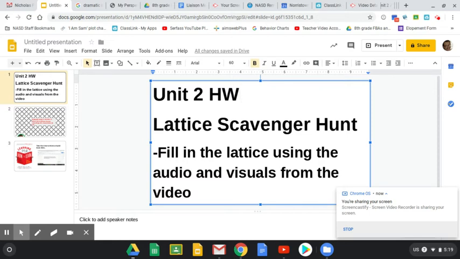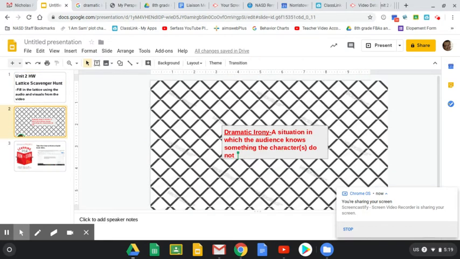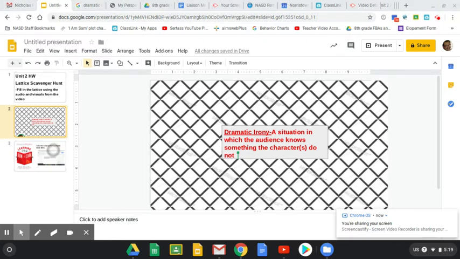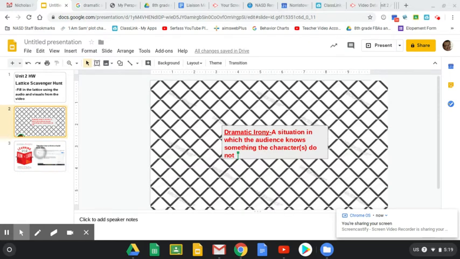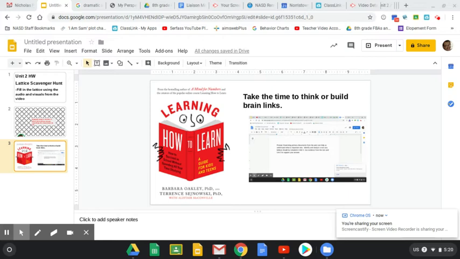Unit 2, lattice scavenger hunt. You're going to fill in every other space on this lattice. So if you see a space, you've got to have it filled. And when you're done, I'd like you to turn it over and take the time to think or build brain links. In other words, what did you write down? What is defined in the center? Dramatic irony. What does dramatic irony mean?